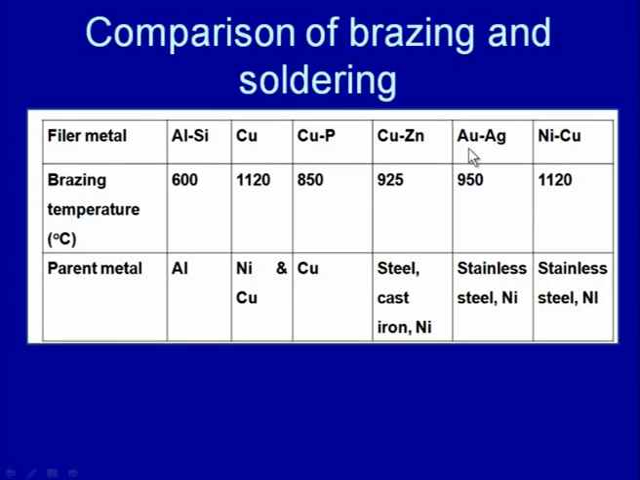Silver and gold brazing systems, with a brazing temperature of 950 degrees centigrade, can be used with stainless steel and nickel alloy systems. And nickel copper filler metals, with a brazing temperature of 1120 degrees centigrade, can be used with stainless steel and nickel systems as a base material.